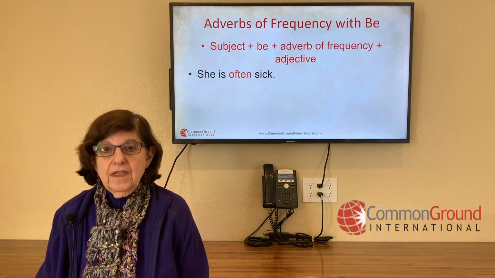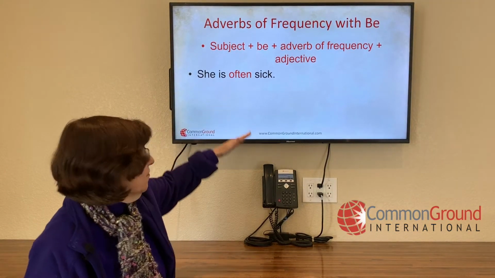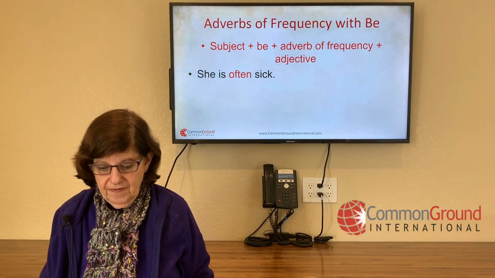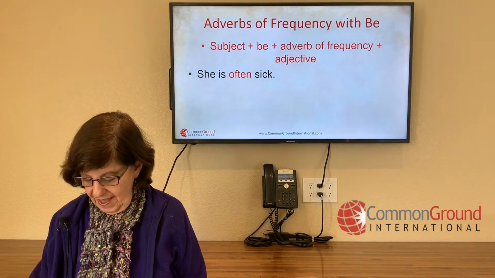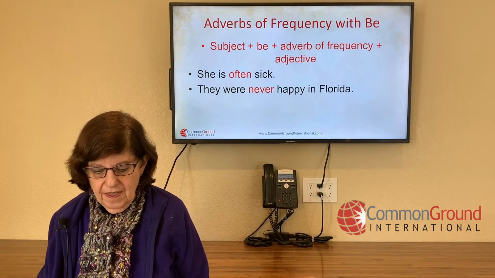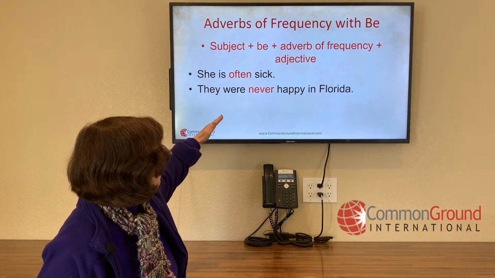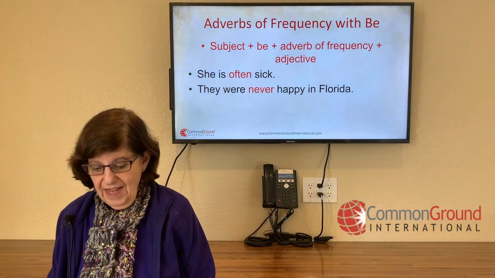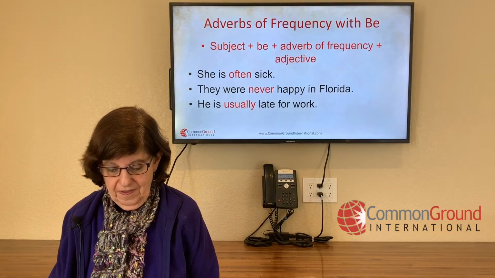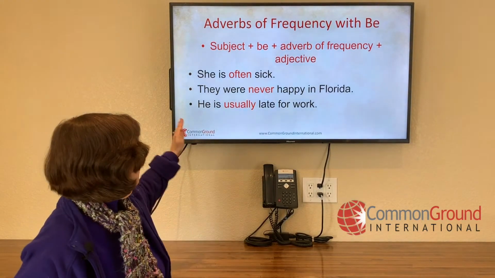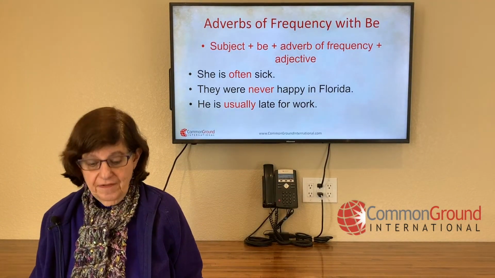Let's look at an example. She is often sick. She is the subject, is be, often is the adverb of frequency, and sick, the adjective, describes her. So subject, she, is, be, often, adverb of frequency, sick, adjective. They were never happy in Florida. They is the subject, were is be, never adverb of frequency, and happy, adjective. He is usually late for work. More often than not, he's late for work. He is subject, be is, usually adverb of frequency, late is adjective.